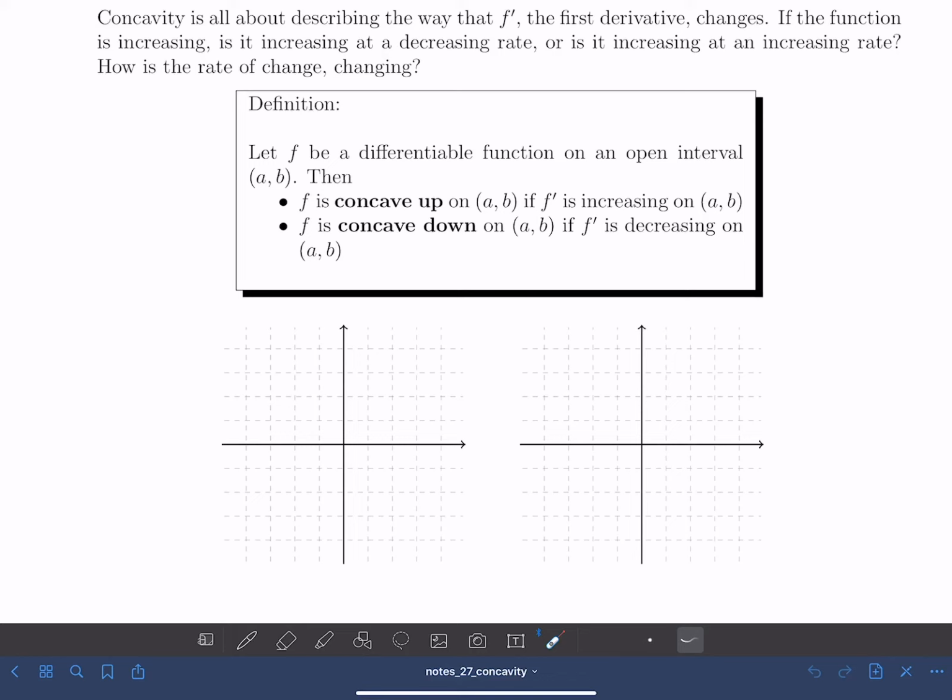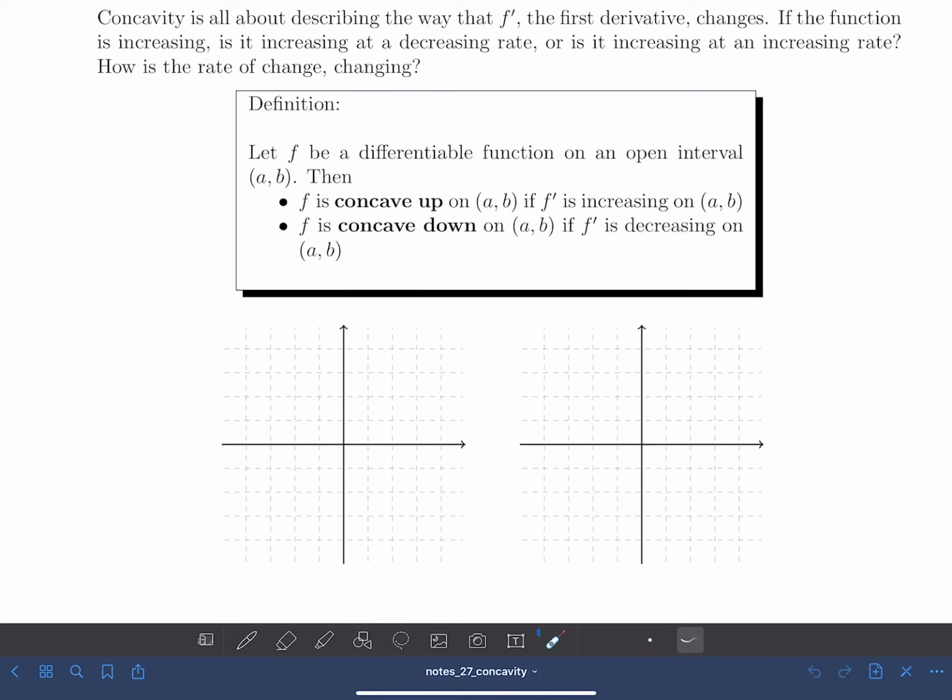So let's focus on the definition, the formal thing, and then we'll do two pictures to illustrate what I mean by this. So focusing on the definition, let f be a differentiable function. The reason that I need that is because we're going to be talking about f prime, so we have to be talking about something that's differentiable. On an open interval, then we're going to say that f is, quote, concave up on this interval if f prime is increasing over that interval. And similarly, it's concave down if f prime is decreasing on that interval.